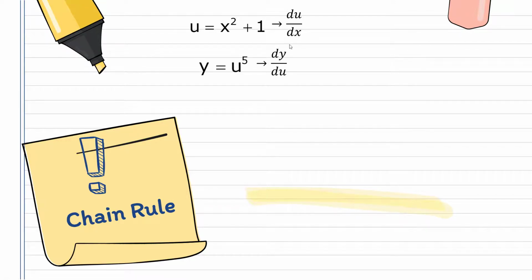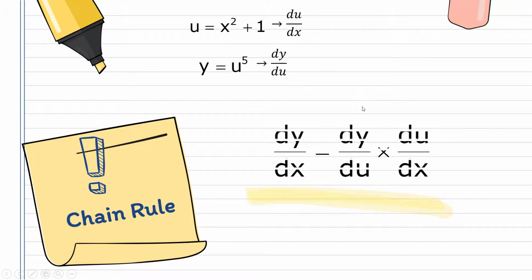And for y, which is u to the power of 5, here the function is y. And be careful, what you have is the variable u. So when you differentiate, what you have will be dy/du. After that, this is named the chain rule. When you chain these two independent derivatives, you get dy/dx. Since what we need is dy/dx, it comes from the product of dy/du with du/dx.